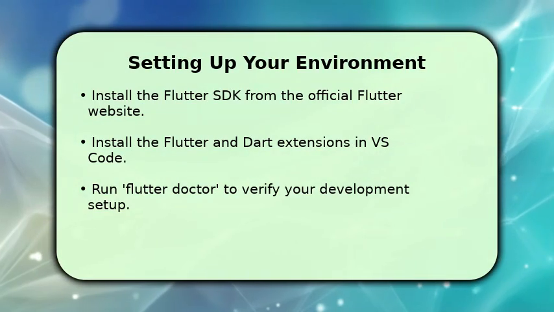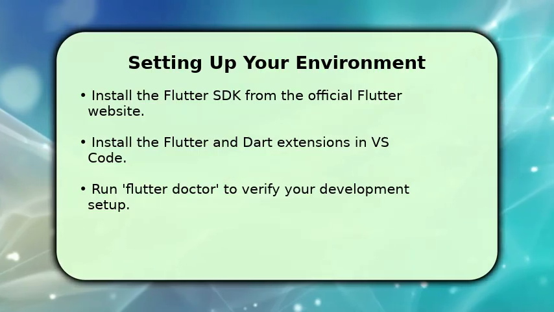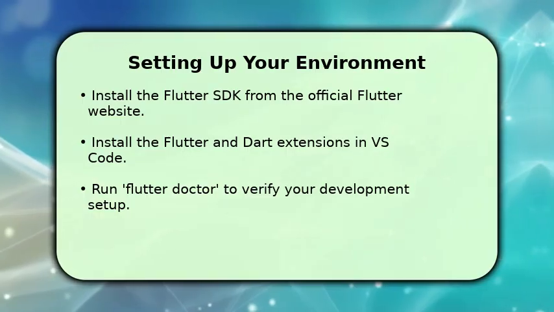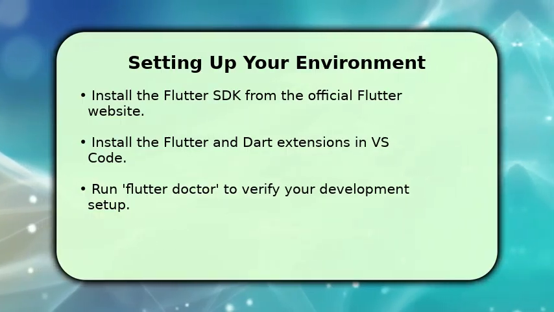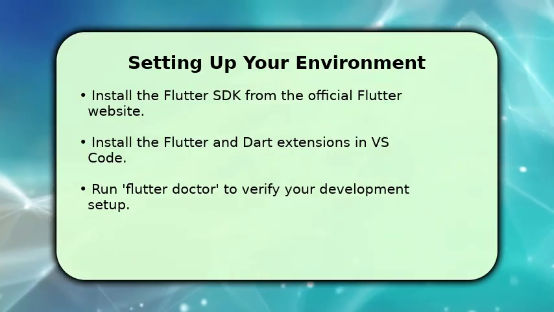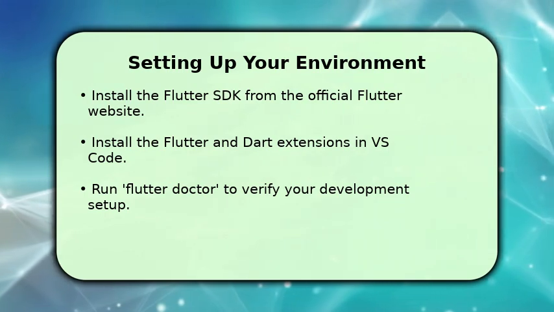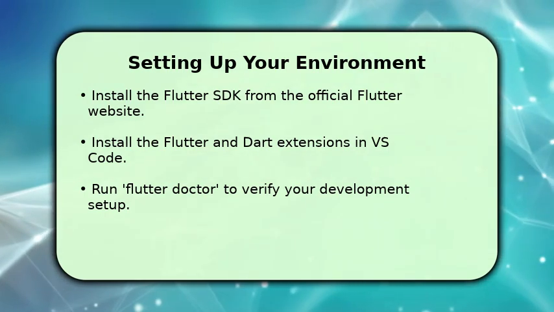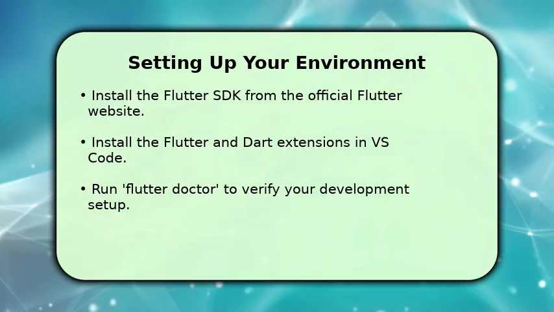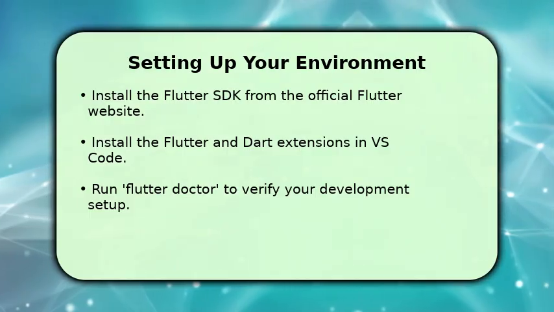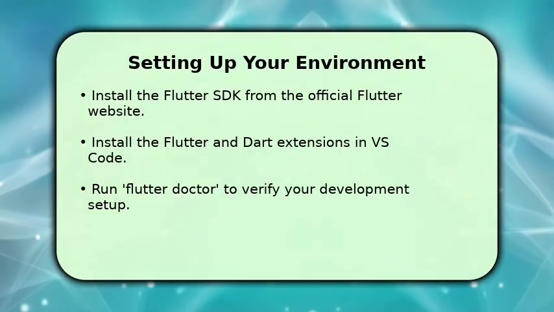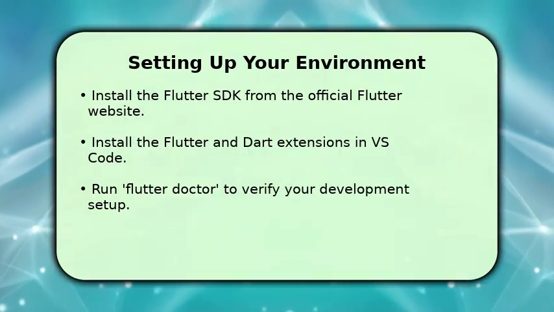Getting your development environment ready is a straightforward process. First, download and install the Flutter SDK from the official Flutter website, which typically takes less than 5 minutes. Next, open VS Code and navigate to the Extensions view. Search for and install both the Flutter and Dart extensions. This usually takes under 1 minute. Finally, open your terminal and run the Flutter Doctor command. This command checks your setup and reports any missing dependencies, ensuring everything is correctly configured for a seamless development experience.